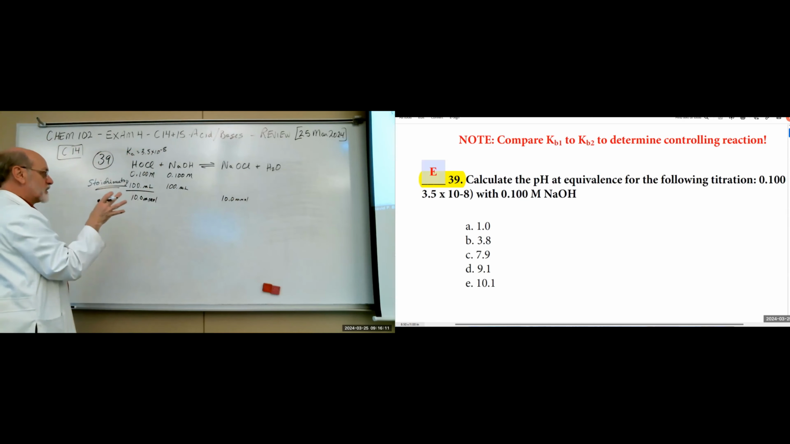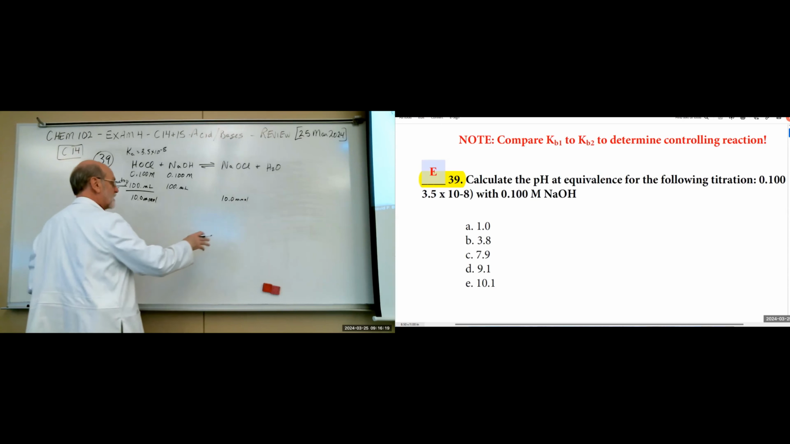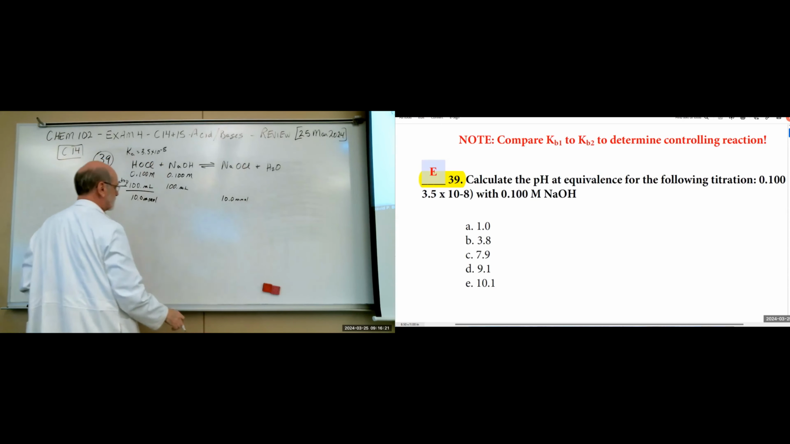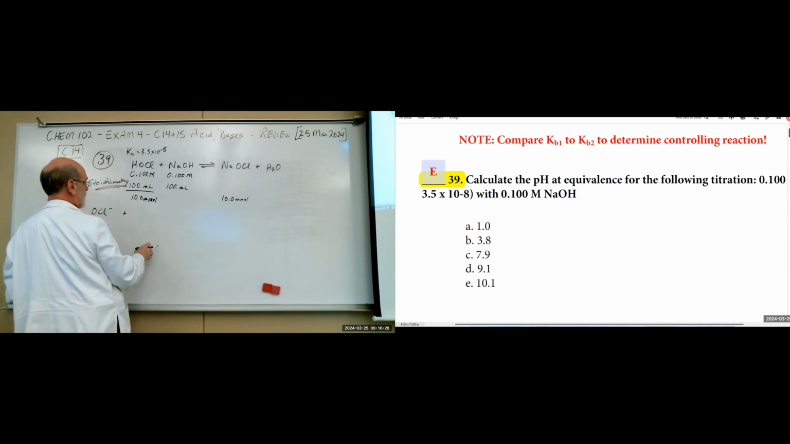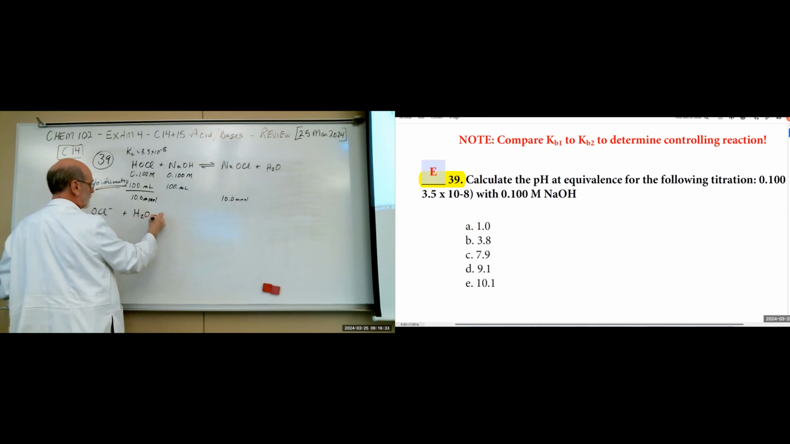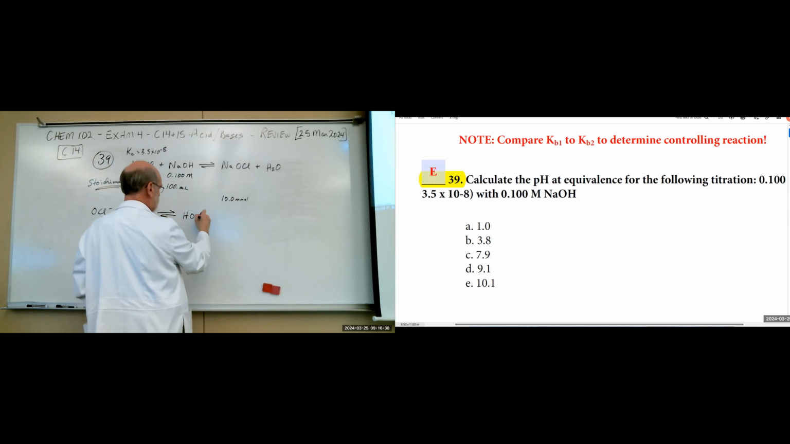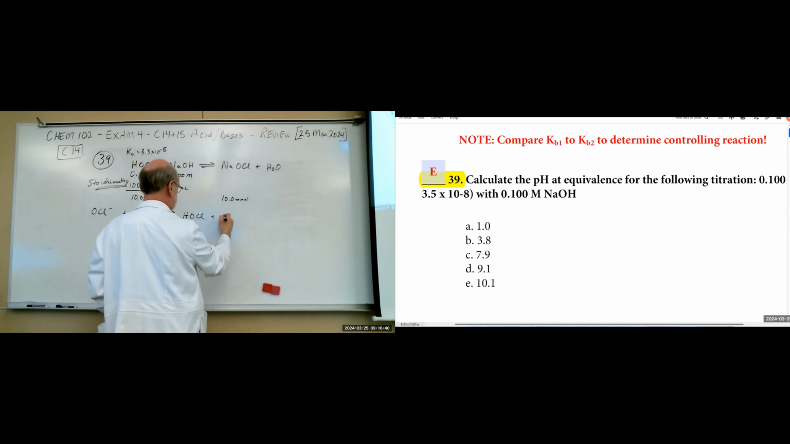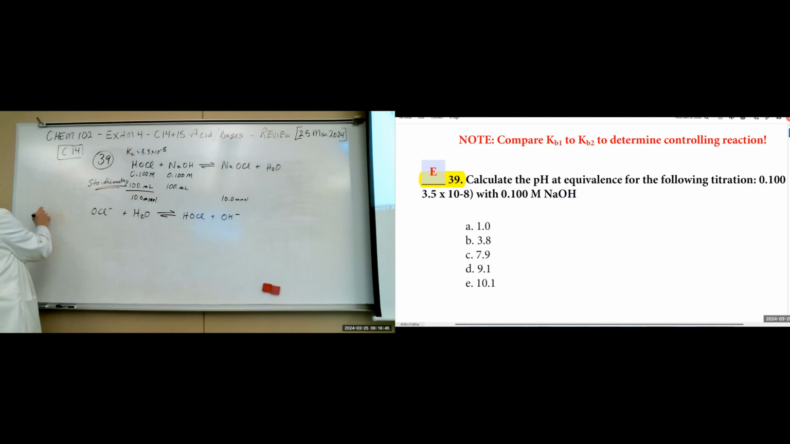So now that we know that, what's the reaction that is in equilibrium? Now we've got this molecule in solution, OCl minus. What's it going to react with? It's not going to go back with any of these. It's going to react with water. And that produces HOCl plus OH minus. Okay, now this is the equilibrium.